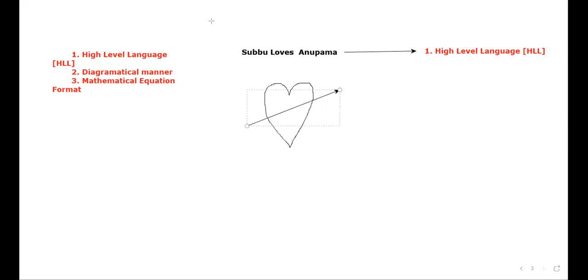See here, I can write it in a diagrammatical manner like this. I can just say this happens to be Subbu, and this happens to be Anupama. But don't you think it has the same meaning? Here also it is the same meaning: Subbu loves Anupama.